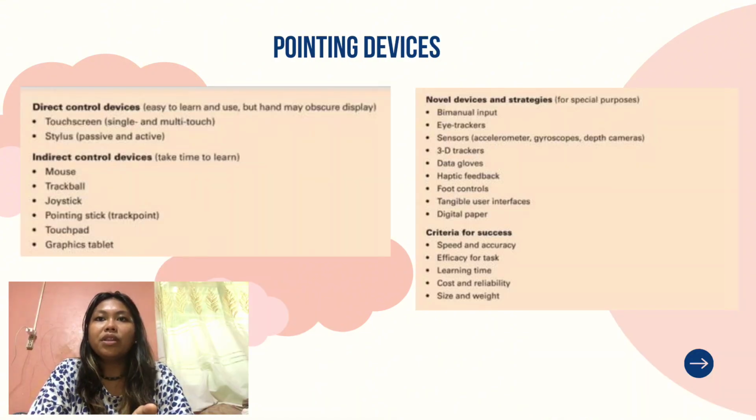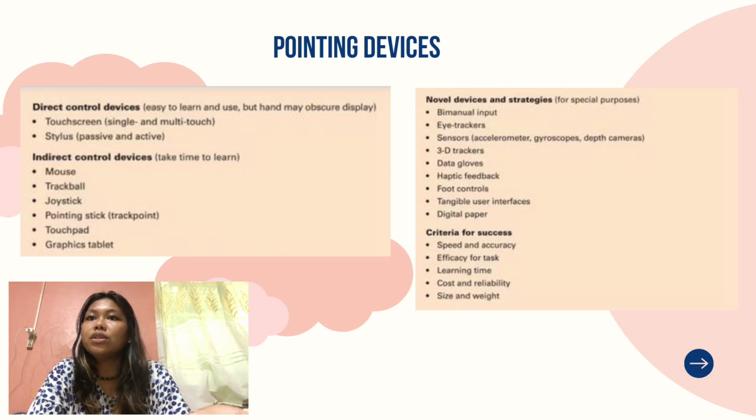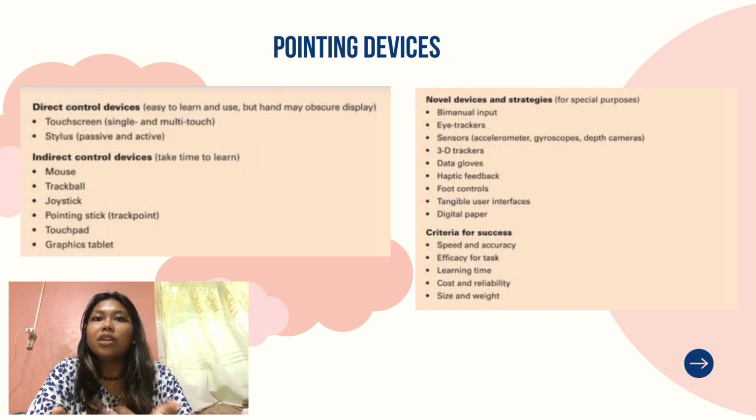Here are some of the pointing devices that we use. Another way to think about pointing devices is whether they use absolute or relative input. Touchscreens, graphic tablets, and eye trackers also use an input model where the input motor space is directly mapped to the output visual space.